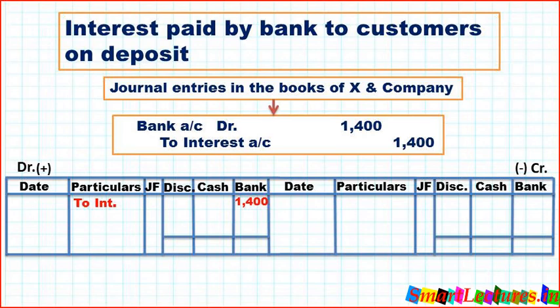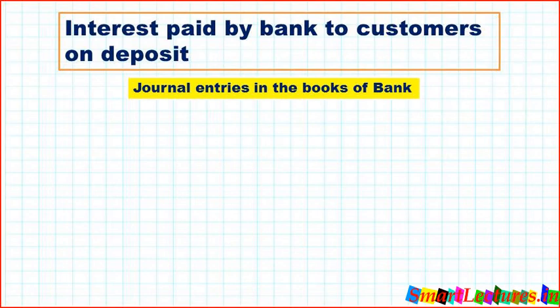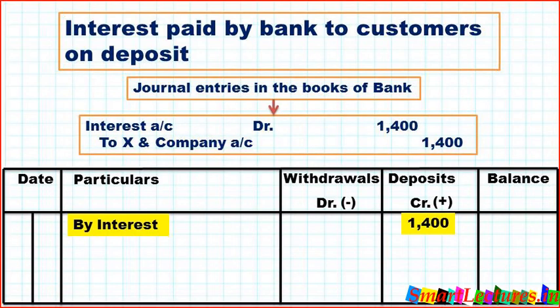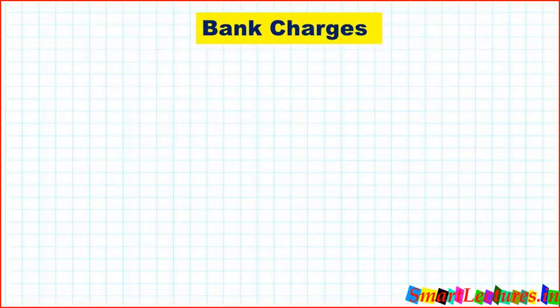Let's see how the bank is treating this entry. Interest account debit to X and company 1400, and in the passbook by interest 1400 on the credit side, means plus side.